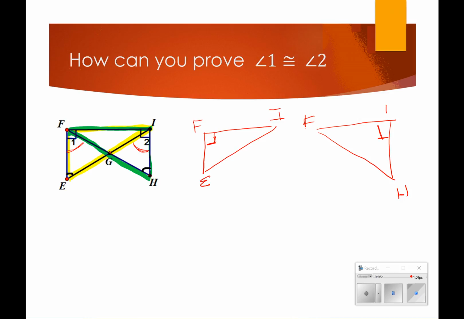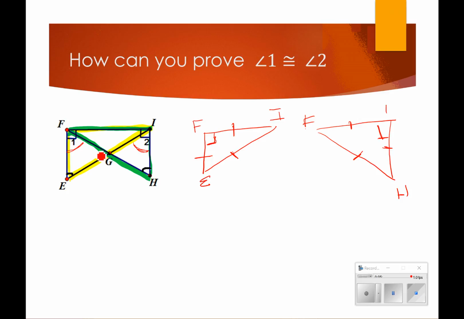Well, we can prove that those bigger triangles are congruent because they have FI, and we have this, this, this, and this. So those larger triangles are congruent by side, angle, side. So I've got the big triangles that are congruent by side, angle, side. So that means that these are going to be congruent here and here.